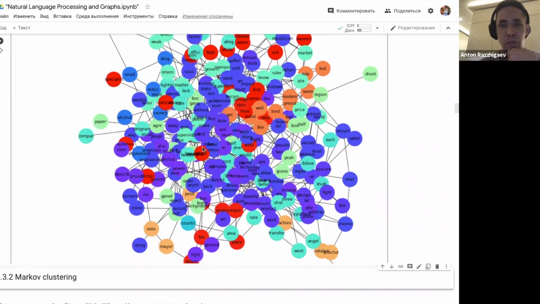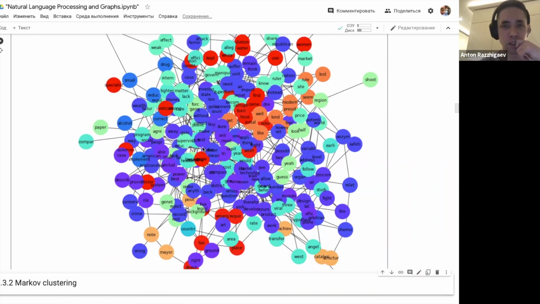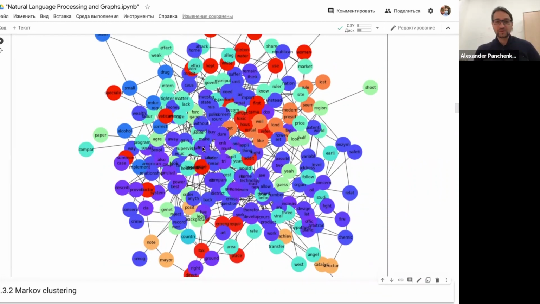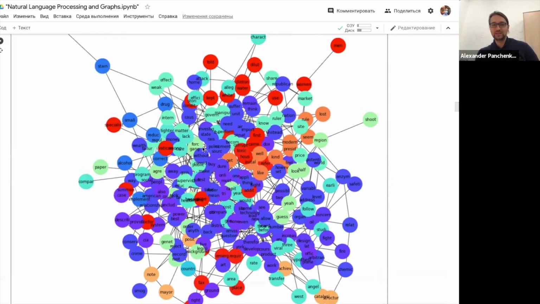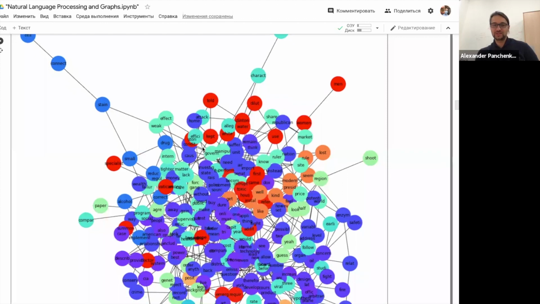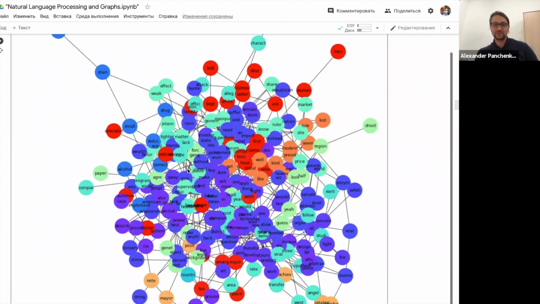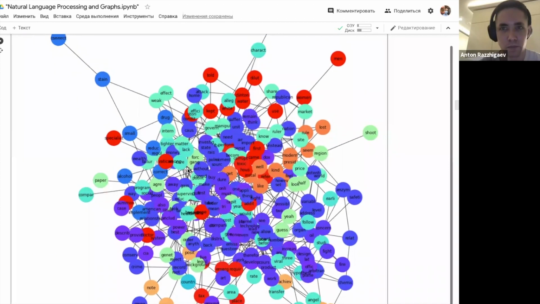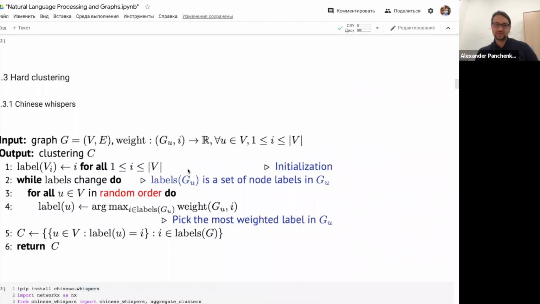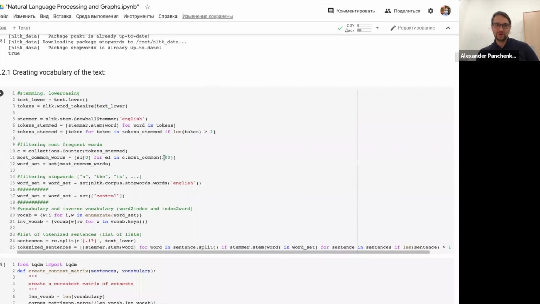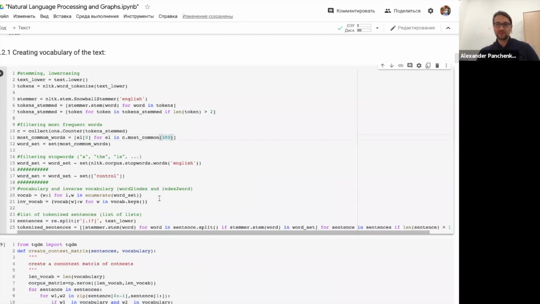Too many words. We can reduce our vocabulary, for example. Maybe we can try to increase the threshold, because now it seems that this graph is just like a clique, right? So if we increase the threshold, the graph is going to be more sparse, and only the strongest connections will remain.